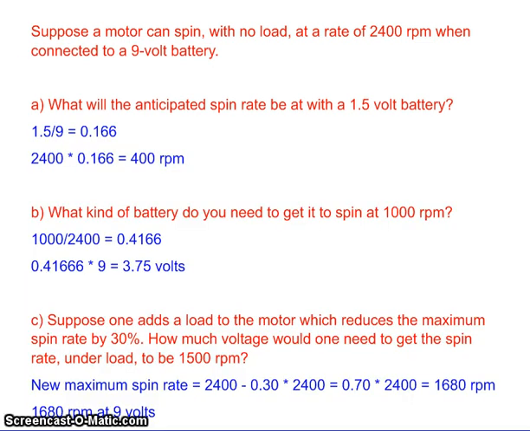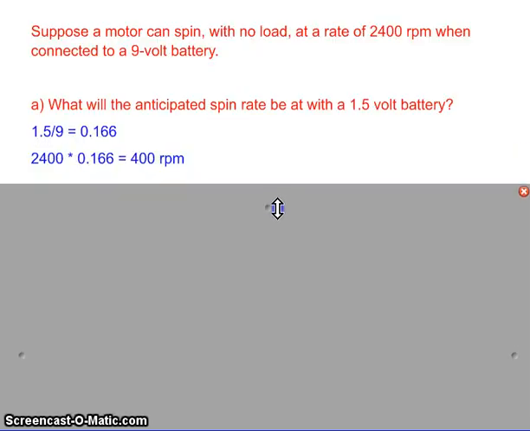So let's cover up a good portion of this. Okay, look at one piece at a time here. These problems basically involve a lot of proportional thinking, since the relationship is linear. So we just need to be thinking about the ratio of voltages and how that impacts the resulting spin rate. So here's the ratio of voltages, right?